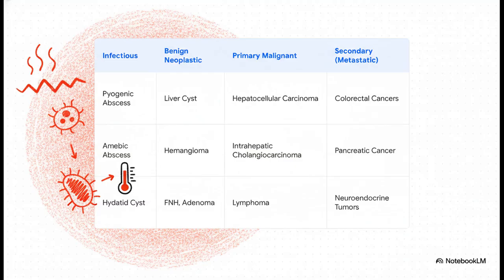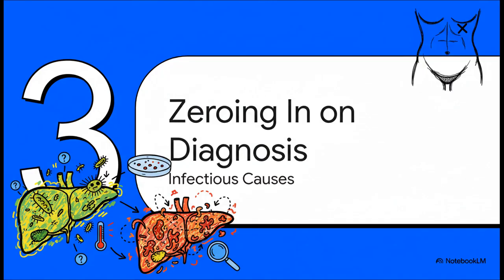Right? This table here, this is your mental framework for the entire viva. You have got to be ready to talk about any of these. But given the patient's fever, where does your mind go first? Yeah, exactly. The infectious causes. So, like you said, that fever and the pain, it's screaming infection, isn't it? And the two big players here are pyogenic and amoebic abscesses. So how do you tell them apart?